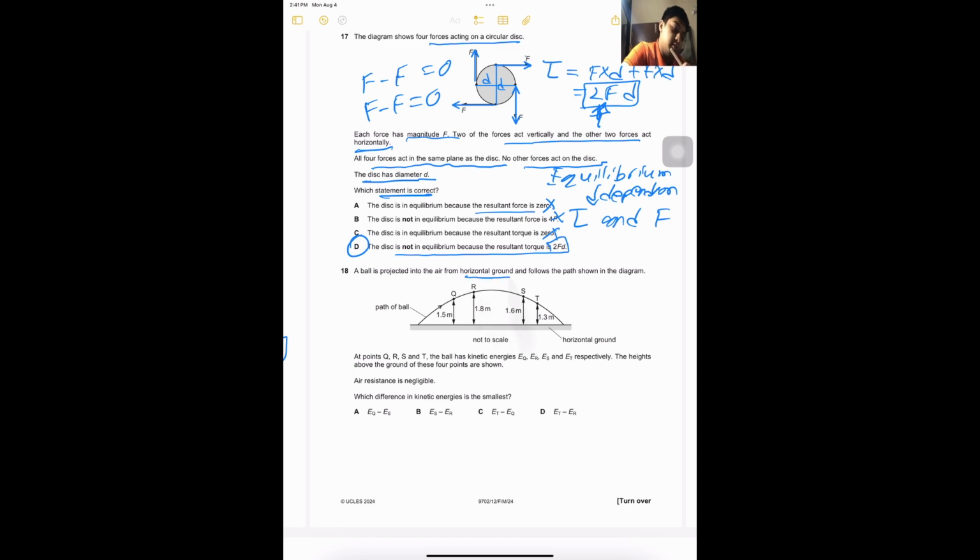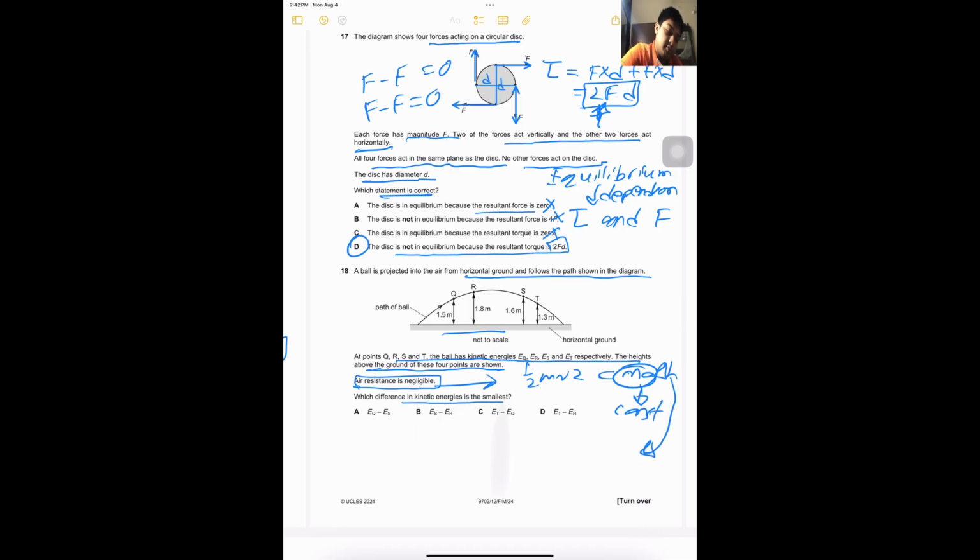A ball is projected into the air from horizontal ground and follows the path shown. So we can see the path. At these points, the ball has kinetic energies as shown respectively. The heights above the ground are shown. Air resistance is negligible, which means half mv squared is equal to mg delta h. So this thing is constant. So we have to just see about this.